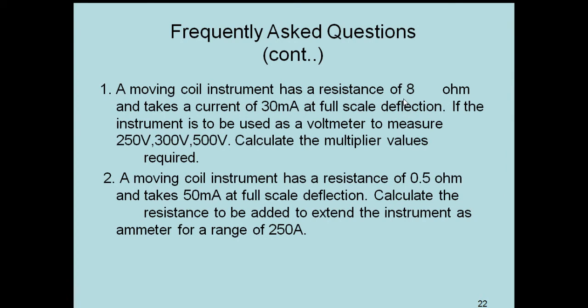Okay. Next one: a moving coil instrument has a resistance of 0.5 ohms and takes 50 milliamperes at full scale deflection. Calculate the resistance to be added to extend the instrument as an ammeter for a range of 250 amperes.